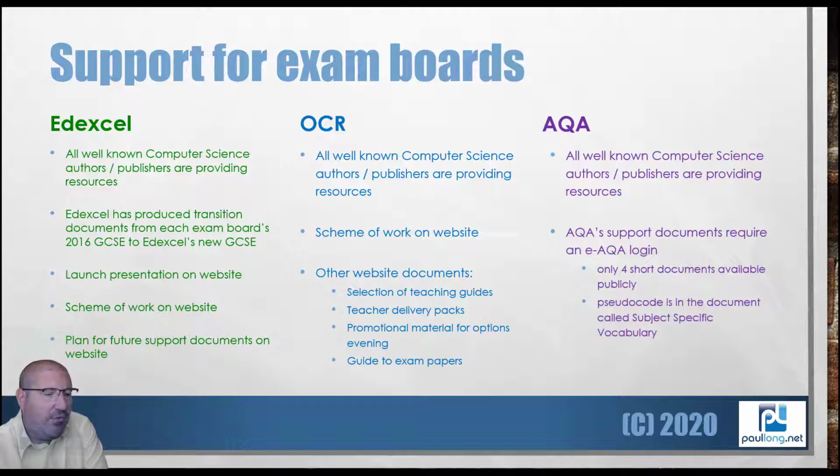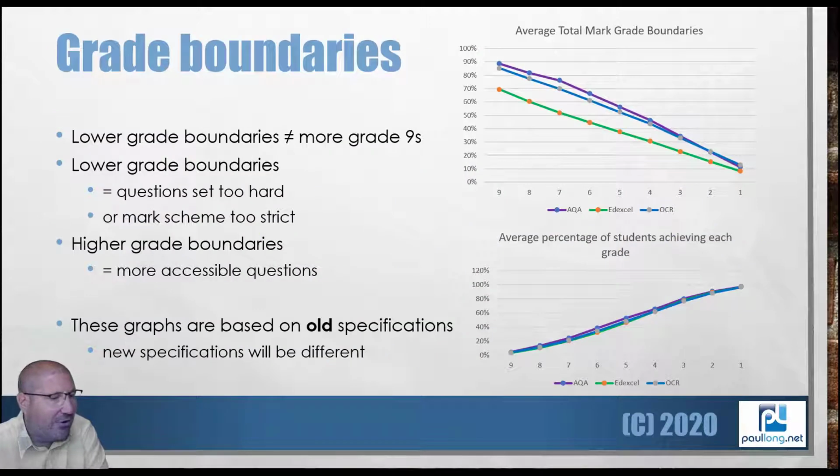AQA support documents require an eAQA login, so you'd need to speak to your exams officer about getting one of those. But there are only 4 short documents that are available publicly. And if you're looking for the pseudocode, it's in the document called Subject Specific Vocabulary. At first I couldn't actually find it, and it wasn't until one of their examiners showed me where it was.